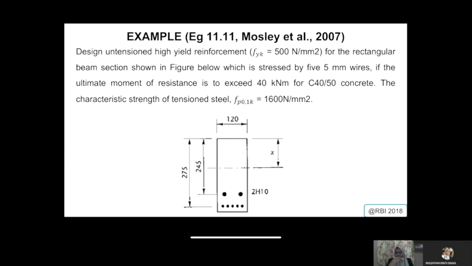area provided? Let's take a look at the example given so that you have a much clearer overview. For this example, you have to design untensioned higher reinforcement, where we use 500 Newton per mm square, for a rectangular beam section shown in the figure below, which is stressed by 5 mm wires. For the pre-stressing, they provide 5 mm wires, only one layer. The ultimate moment resistance is to exceed 40 kilonewton meter, for concrete strength 40 MPa. The characteristic strength of the tendon, given as proof stress, is 1600.